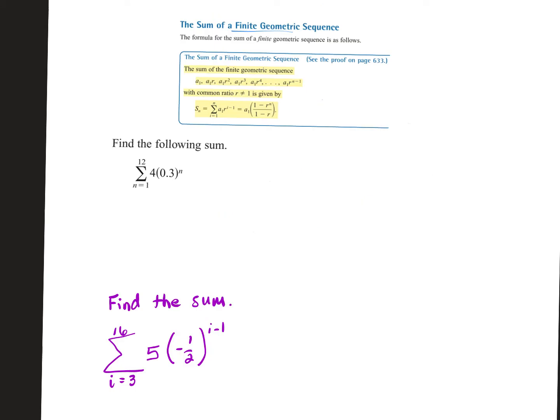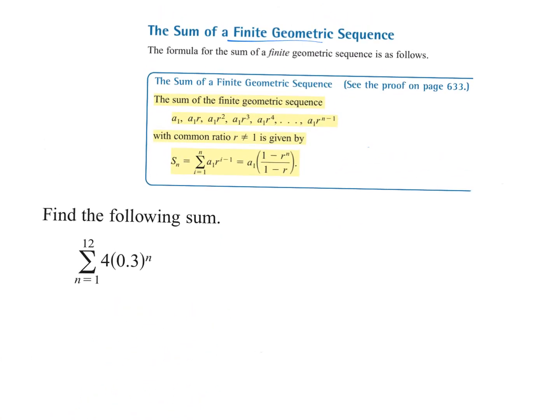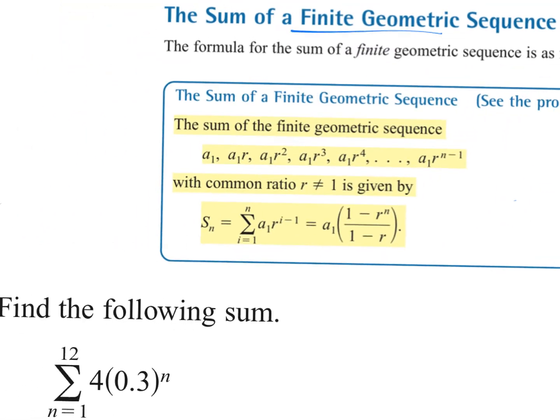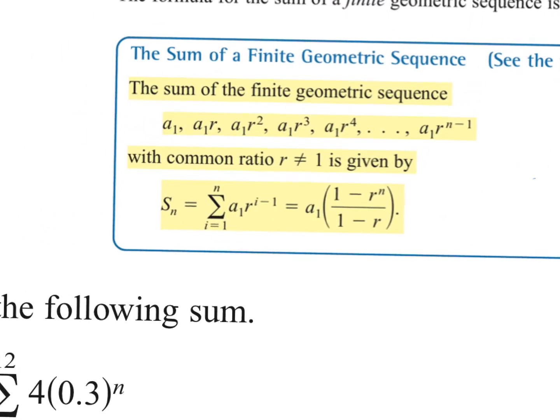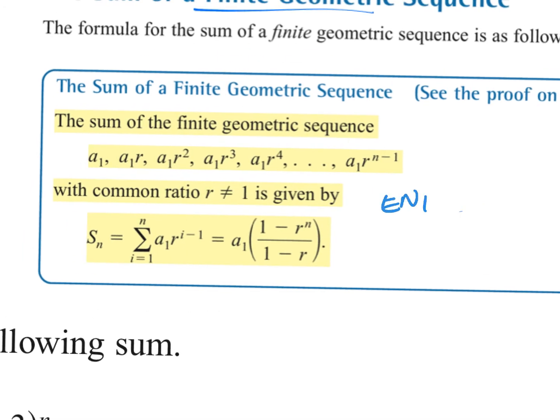Okay? All right, let's look at finite and infinite geometric sums. There's 2 different formulas. They look much more complicated than they are. All right, here is the formula for finite. What does finite mean? It ends, right? There is an ending. If you have a finite sequence or series, it ends.